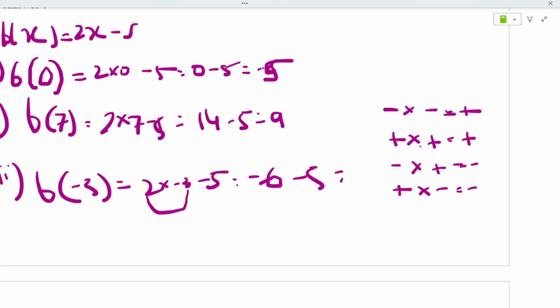Since both are negative, you have to do the addition. 6 plus 5 is 11, so the answer is minus 11. This is how you solve this. Because the greater number is 6 and the sign is minus, you have to keep the minus and do the addition.